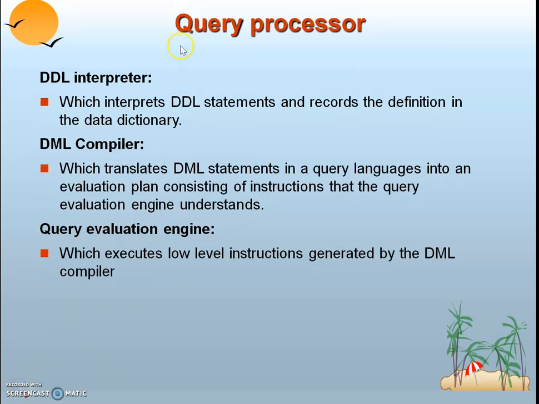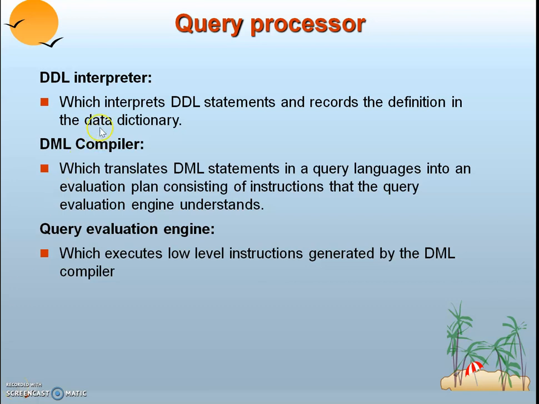The next functional component of a database system is the query processor. I'm going to segregate this processor into three components: the DDL interpreter, the DML compiler, and the query evaluation engine. You might have seen all these components in the architecture that we saw at first. Let's try to understand the DDL interpreter first.